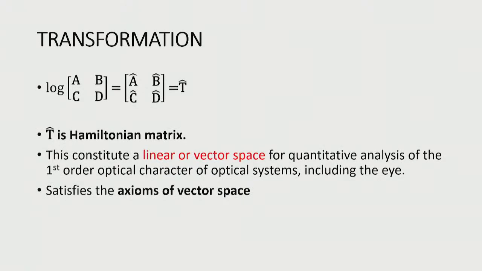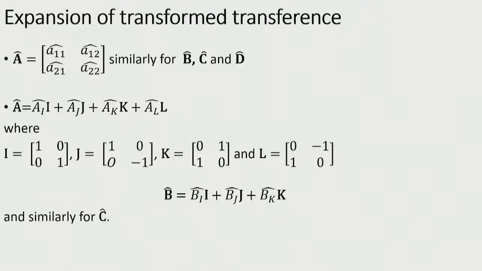And hence, we use the logarithm to convert the ray transference into the Hamiltonian matrix. That Hamiltonian matrix is what we find by taking the logarithm of each of these. And when we get the logarithm, that A with the hat on it is part of this, part of this, and part of this. So in this A, I've got part of all of these in one. And now, once we have it, we have a vector space where we can do all the calculation.